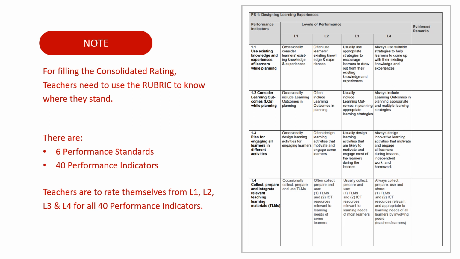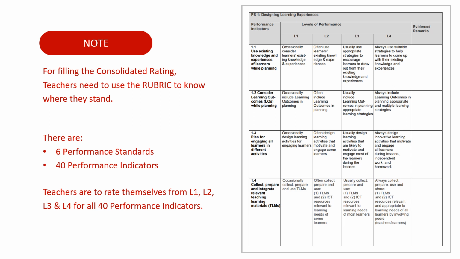As you can see in the last column in the table, it indicates evidence or remarks. So what do you have to do? Suppose for performance indicator 1.1, use existing knowledge and experiences of learners while planning. So if this is relevant to you, you always do it. So you will be in level 4. And you must have evidence to show how you have reached level 4.